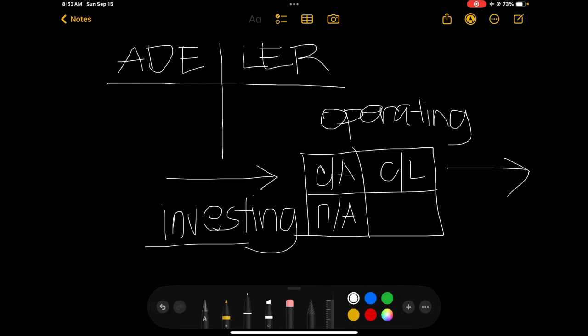Halimbawa, bumili ka ng securities. Or halimbawa, nag-invest ka sa ibang company. So, investment yan kasi meron kang papaabuti na income. That's why it is an investment. So, upon analyzing those transactions, dapat ito, mabebelong ito dito sa investing natin na activities sa cash flow.